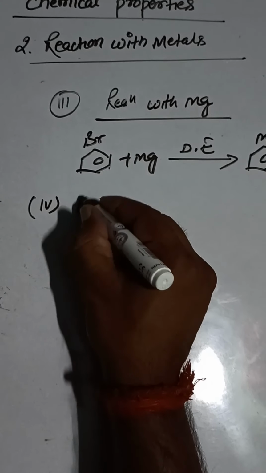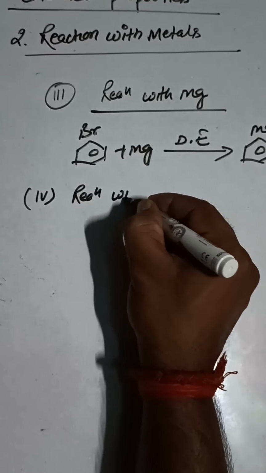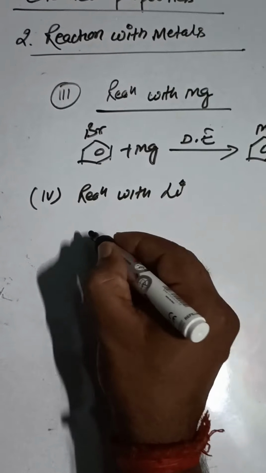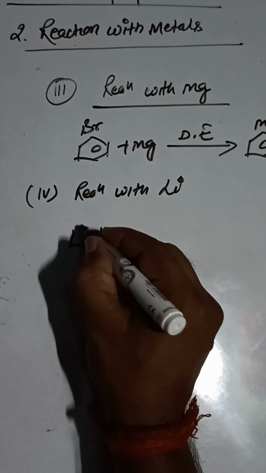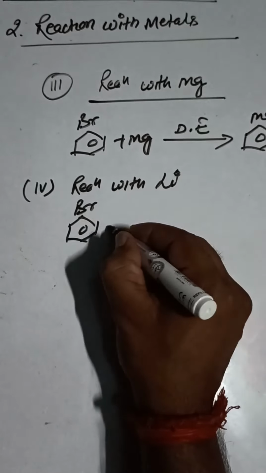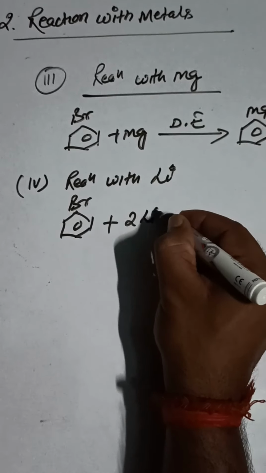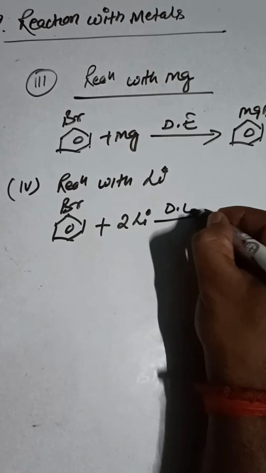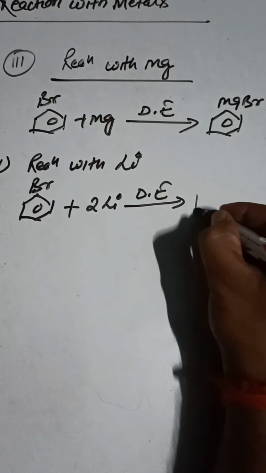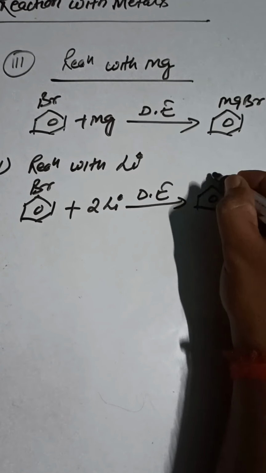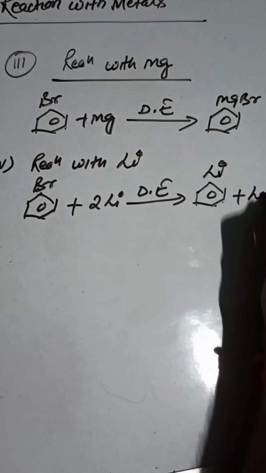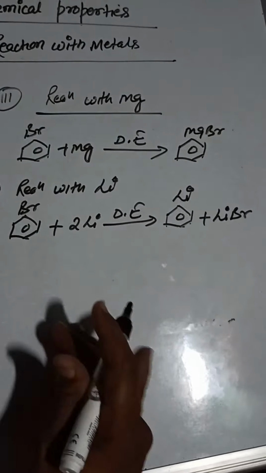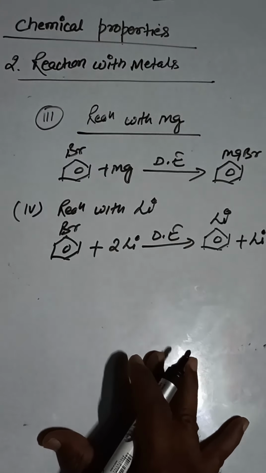The fourth one, reaction with lithium. When haloarenes are treated with lithium in the presence of dry ether, then what will happen? Lithium attaches to the benzene ring to give LiBr. So this is reaction with Li.